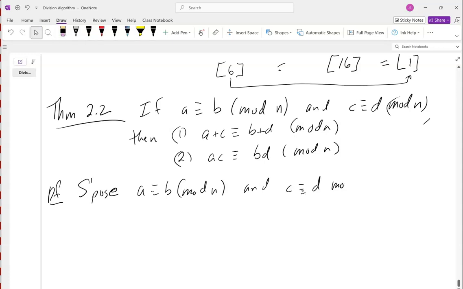I would first convert the modulo statements to division statements. With the definition of modulo, A is equivalent to B mod n means the same thing in terms of division. What do we say? What divides what? N divides A minus B. Yeah, good. Then n divides A minus B and n divides C minus D.